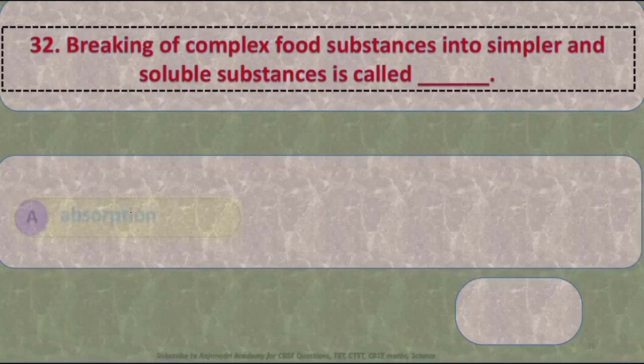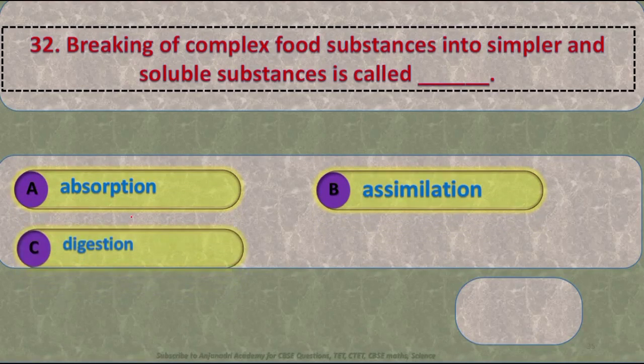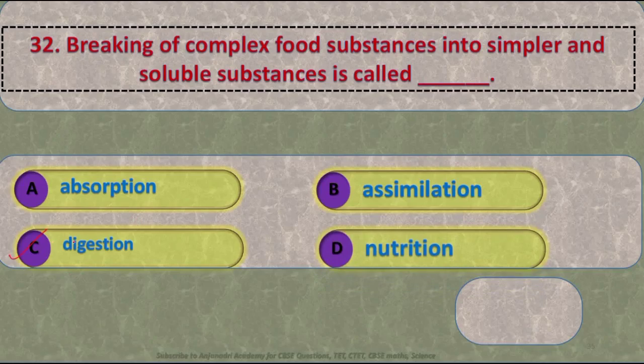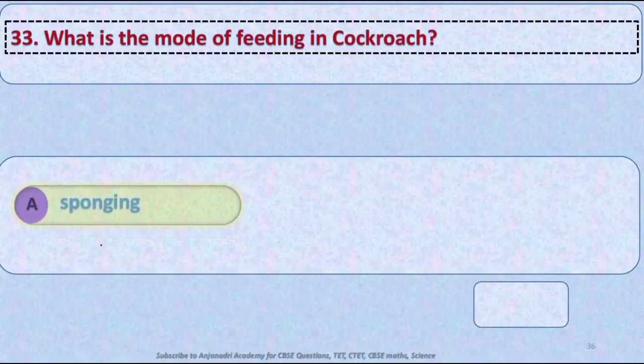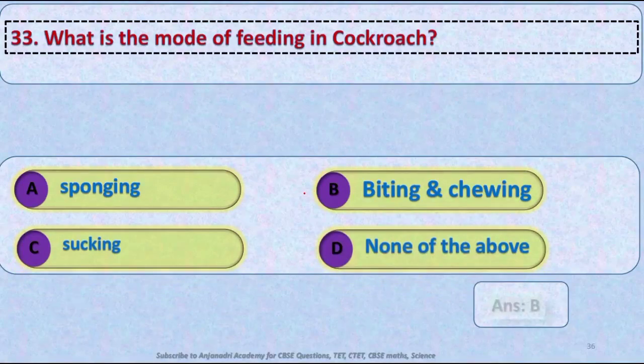Next question. Breaking of complex food substances into simpler and soluble substances is called absorption, assimilation, digestion, or nutrition. Answer C, that is digestion. It is the name given to the digestion process. What is the mode of feeding in cockroach? Sponging, biting and chewing, sucking, or none of the above. Answer B is the correct one.